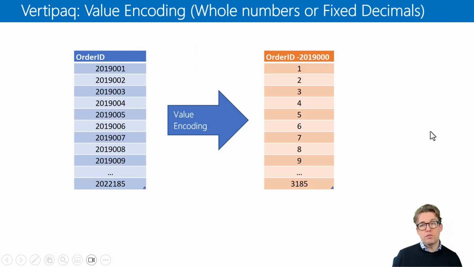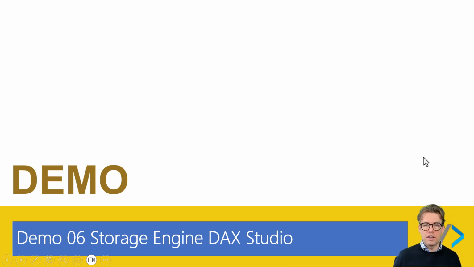But on top of that, it's also going to take a look at numbers like fixed decimals or whole numbers. If you have a very big number, then it should use a lot of bytes to save it. But what if you could subtract a high number from this? Let's say in this case, I'm going to subtract this number. Then the numbers will be way shorter and you need fewer bytes to save it. So that's also a nice trick that's called value encoding. Let's take a look at how that works in action.